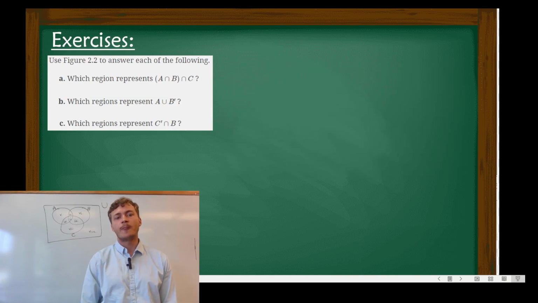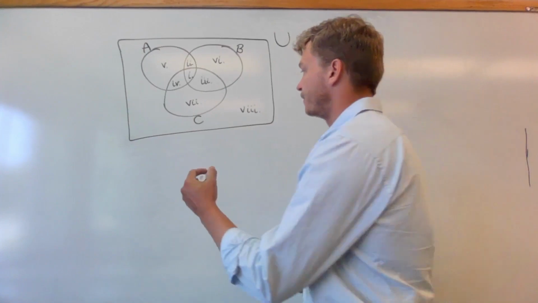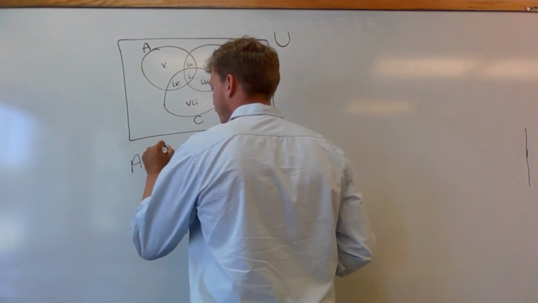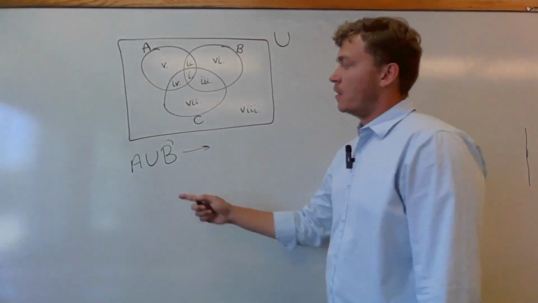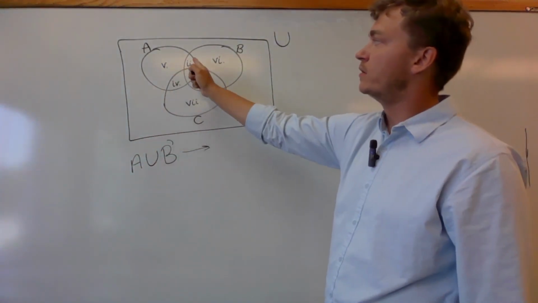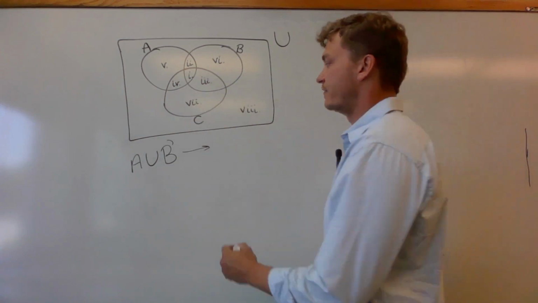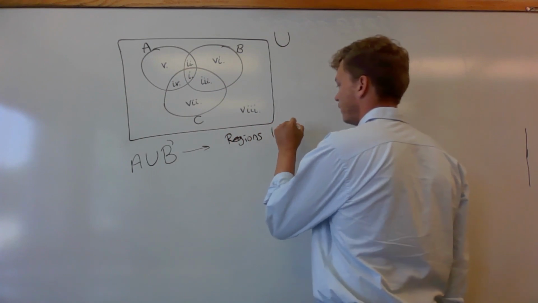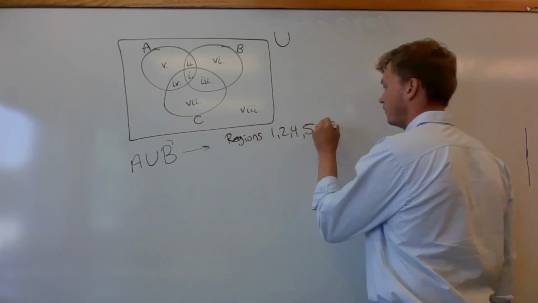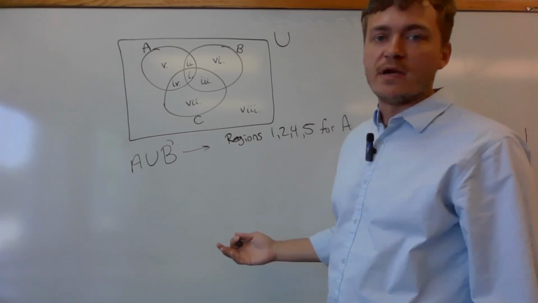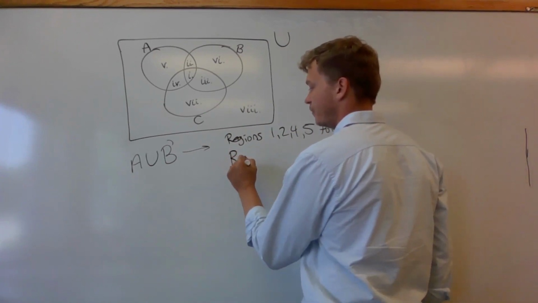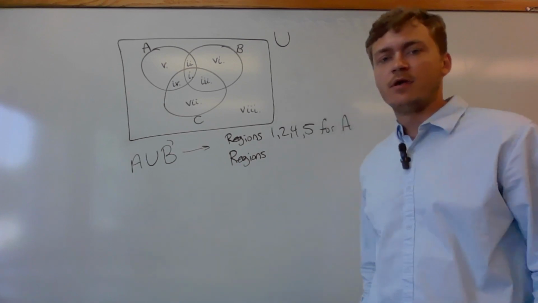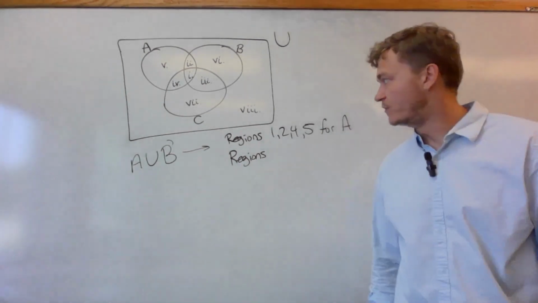What about part B? A union B complement. Well, we're going to go to the big slide again. Well, what's in A? 1, 2, 4, and 5. What about B complement? Pause the video at any time if you'd like so that you can not see me work it through, if you'd like to give it a go on your own.